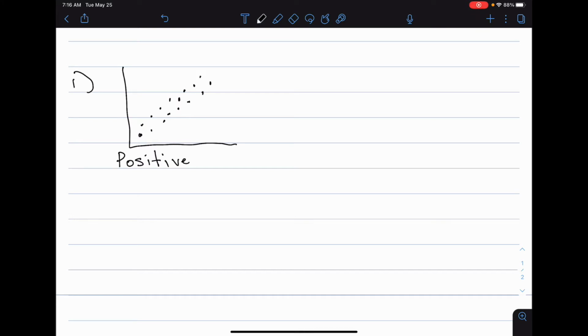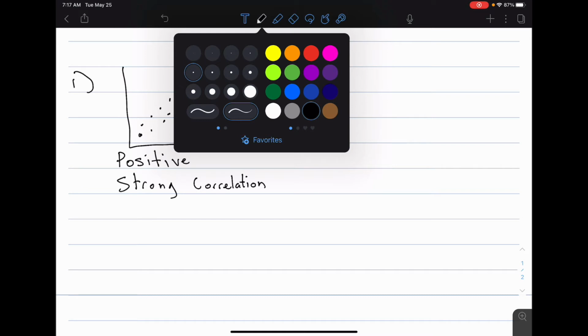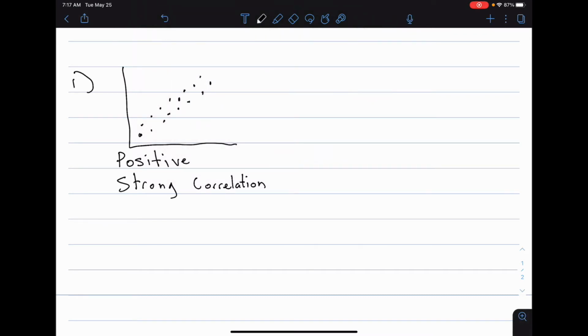And then you have a strong correlation. Strong correlation. It is strong because it almost makes a line. All the points are together. Todos los puntos están juntos. They are tightly together. That's why it is strong.